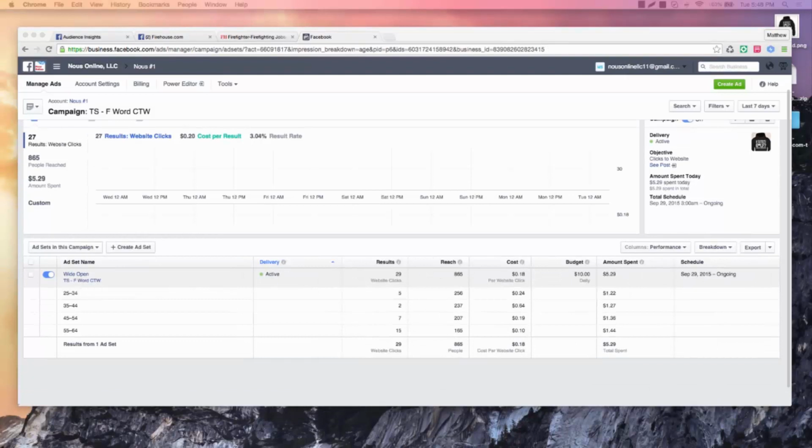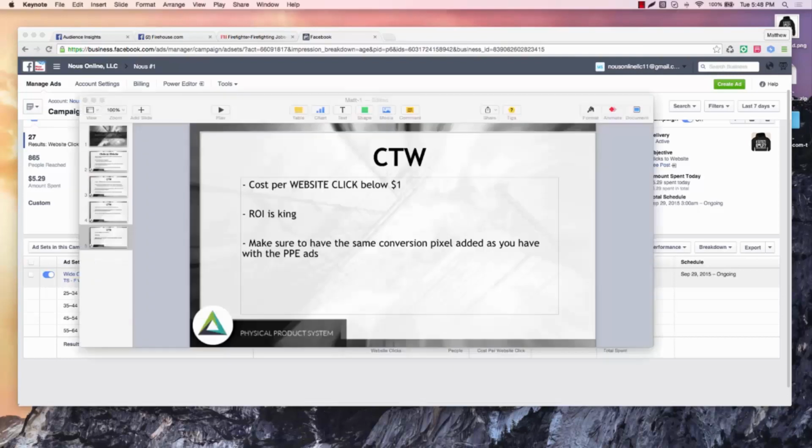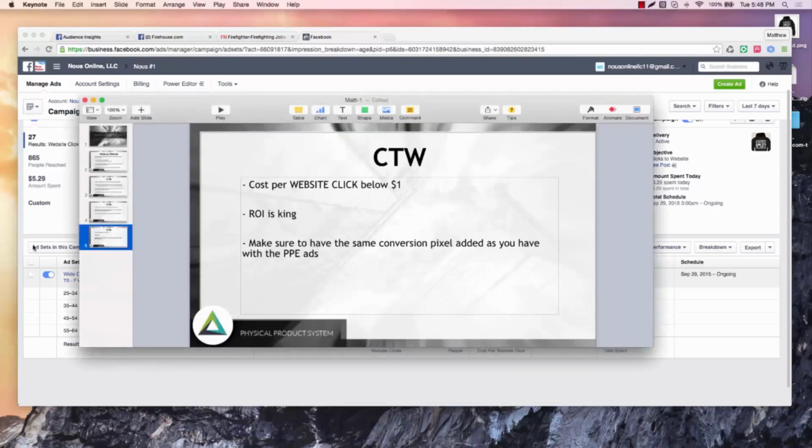Okay, so that's it for this. I just want to recap and make sure that you're 100% on the same page. So we're looking for a cost per website click below $1. ROI is king here though, right? So we're going to look for the ones converting for us and keep those alive. We eventually want to make sure that we kill off anything that's not converting regardless of the website click.